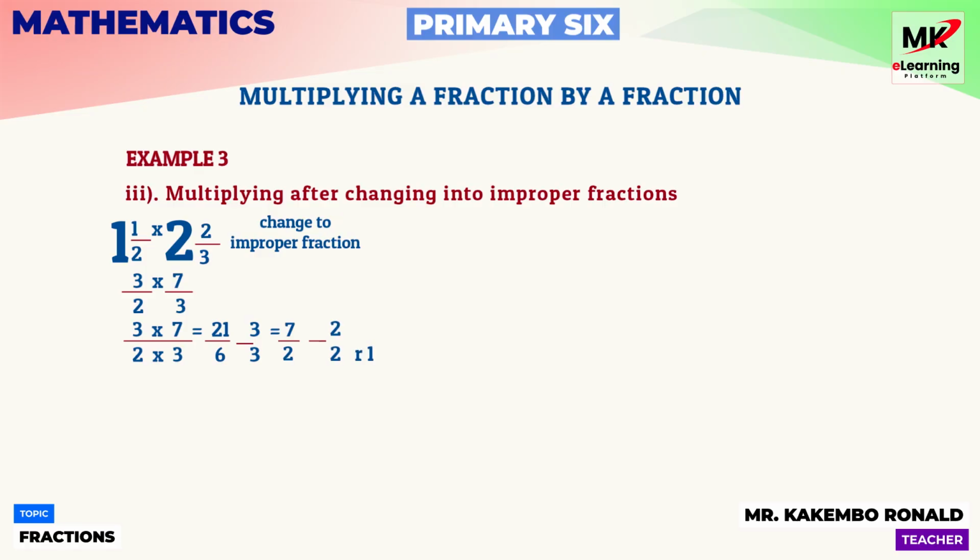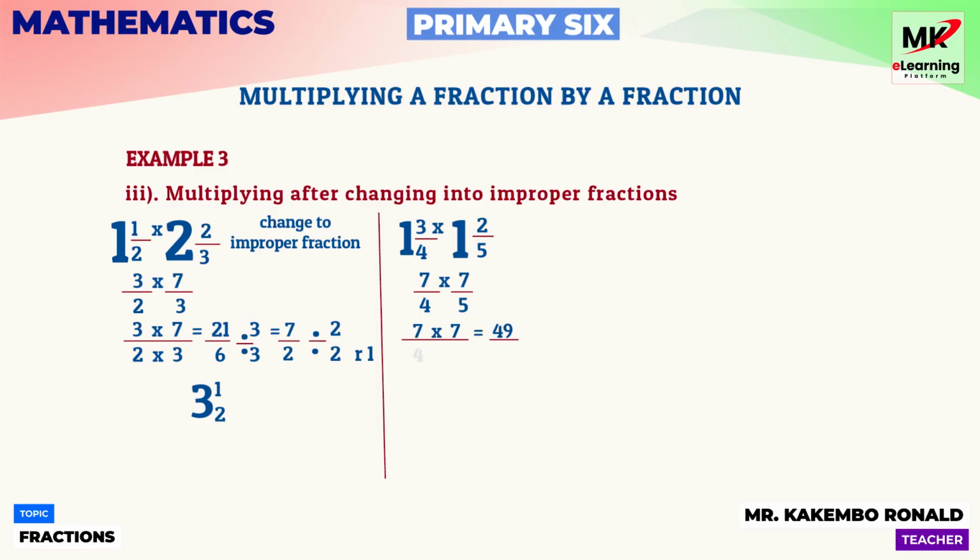I'll give another example: 1 and 3 out of 4 times 1 and 2 out of 5. Change to improper fractions. The new fractions become 7 out of 4 times 7 out of 5. Multiply the tops and multiply the bottoms. 7 times 7 is 49 and 4 times 5 is 20. You can divide this number. 20s in 49 are 2. 9 remains. So it is 2 and 9 out of 20.